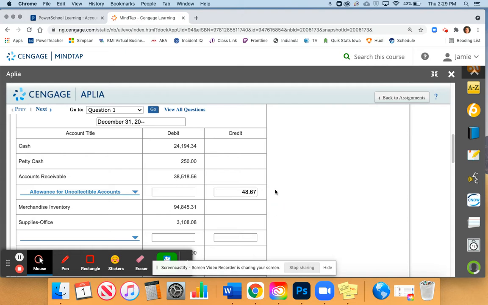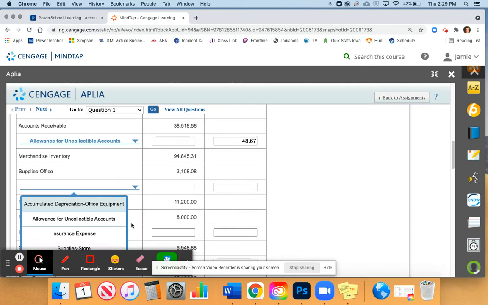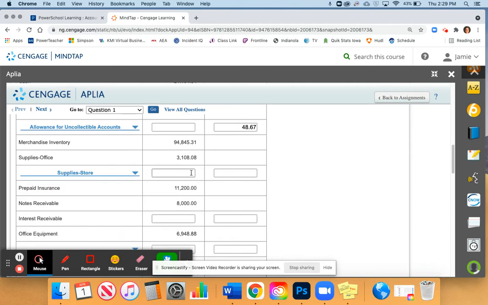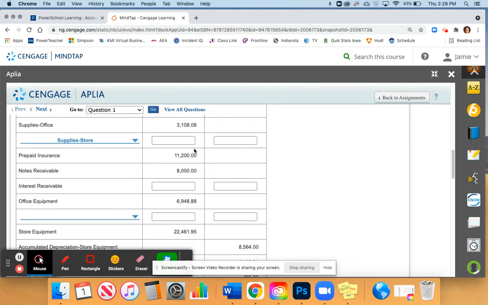Now we could go through and do this for every single account and every single account balance, but we already did that in Chapter 7, so we're just doing a few accounts just to ensure that we know what this unadjusted trial balance is for. After supplies office, it's supplies store. Balance for supplies store is a debit, $4,400.